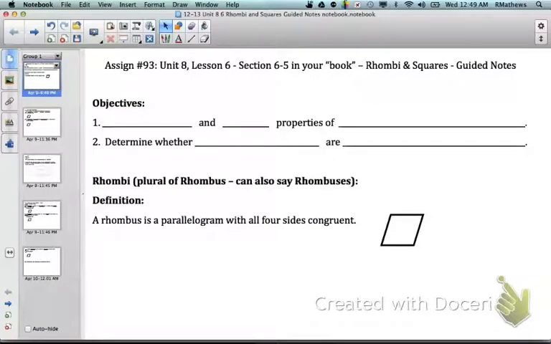Hello students, we're going to be looking at section 6.5 in your book, which is on rhombi and squares. These are the guided notes to go over it. So let's first look at the objectives that we're going to be doing in this particular section.